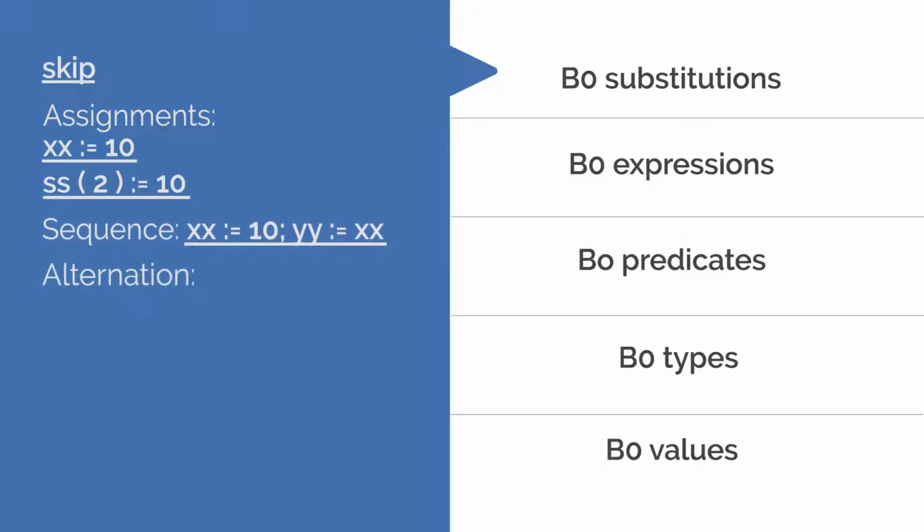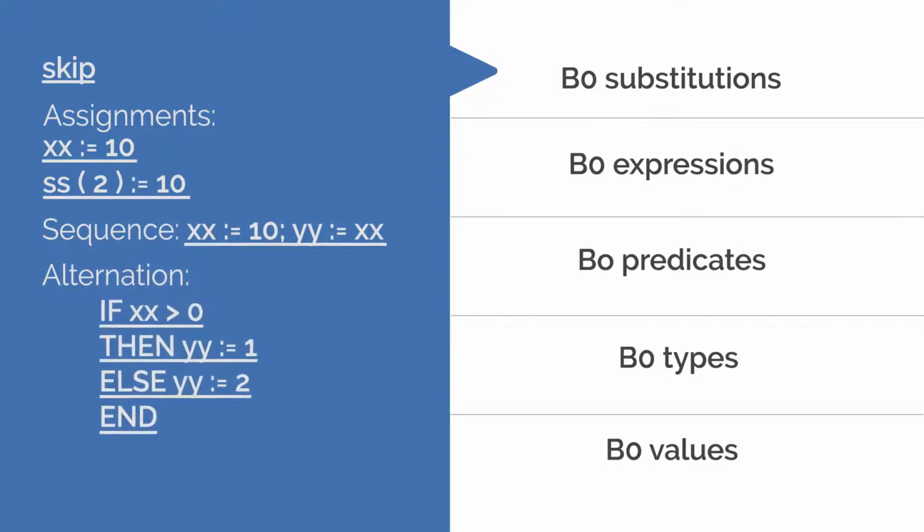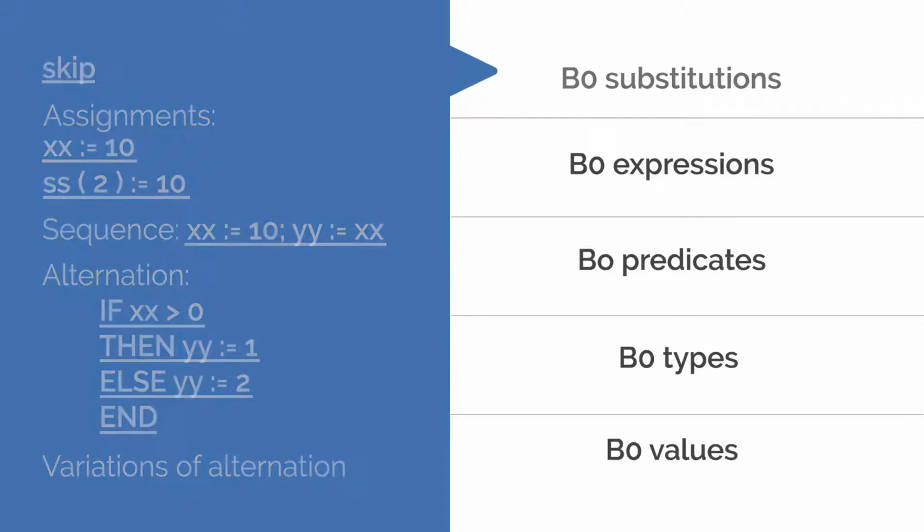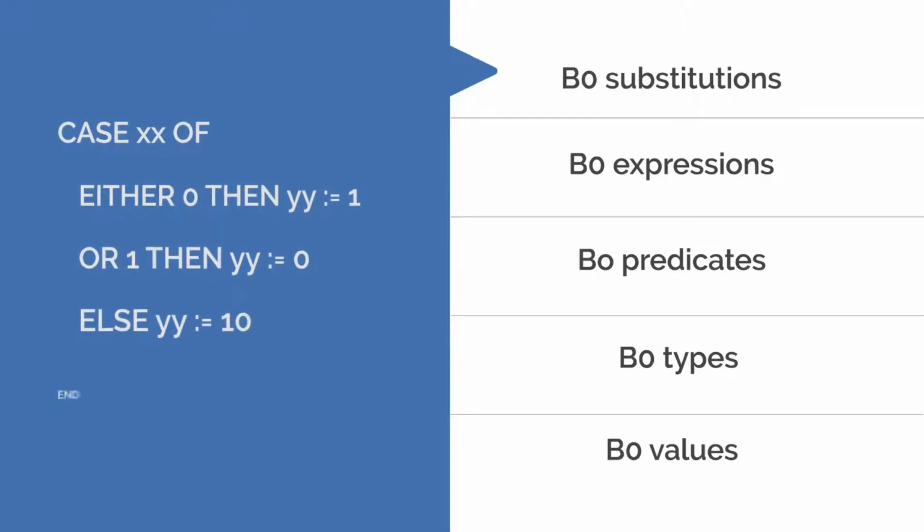We have alternation like the if then else we have here on the screen, in which if XX is greater than 0, then YY receives 1, else YY receives 2. But we will also have variations of this alternation. For example, we may have if then else's in which the else part is not relevant and we remove it from the command. We also have the case substitution.